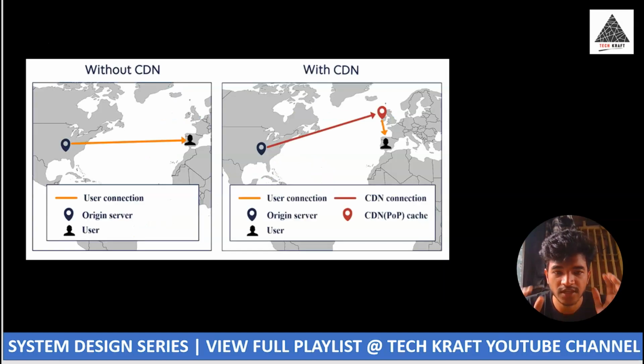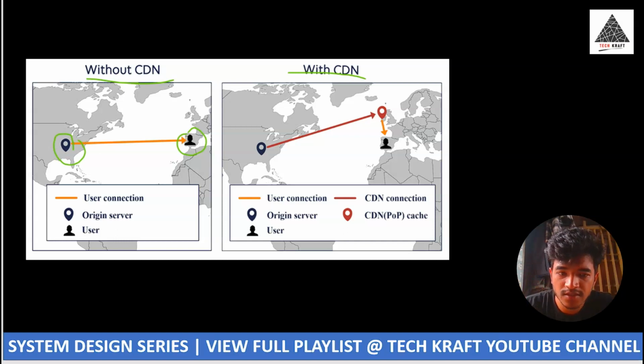Now see, this diagram shows a clear understanding of how getting data from the edge servers differs from getting data from the original servers. The first picture is without CDN, and the second picture is with CDN. In the first figure, there is a user connection, the origin server, and the user. The user is located in a European country, and the origin server is located in North America. So he is getting the data from North America, and it takes some amount of time.